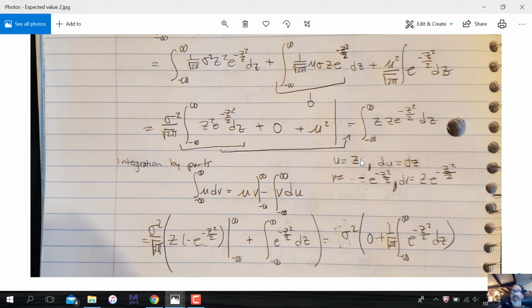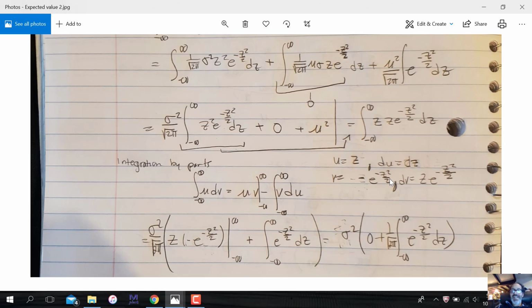The derivative of z with respect to z will be 1. The v will be the antiderivative, so it's minus e to the minus z squared over 2. So that'll get us what we really want, right? Because if you take the derivative of this, you'll get z times e to the minus z squared over 2. So it's really cool, right?